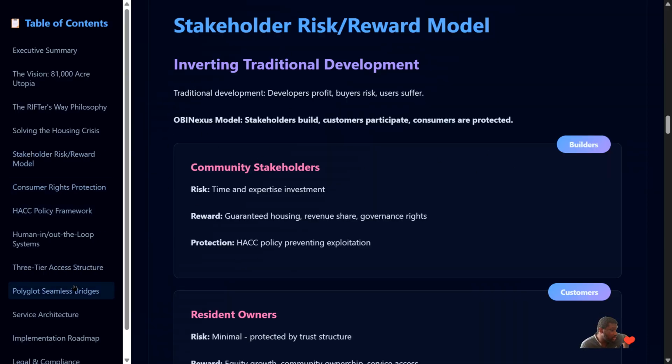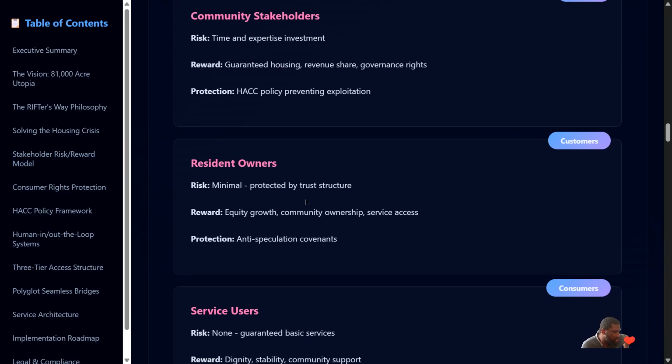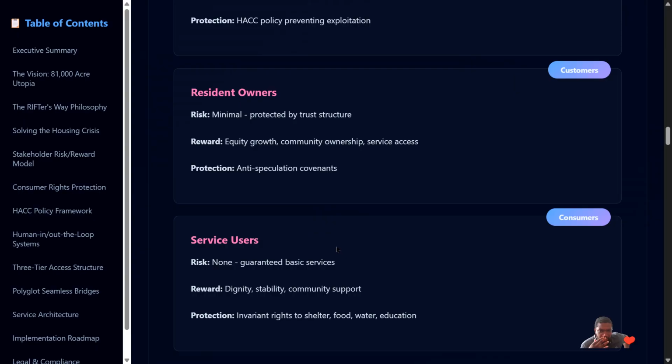So we got that stakeholder model, and we got residential minimal, particularly by trusted churches, and that's a risk. So this rewards equity growth service. Then the anti-speculation covenants: you can't speculate. It's all policy enforceable, like the computer can check the solution the way a human can check that policy. There's a computer kind of screen, and that's how this whole policy system works.